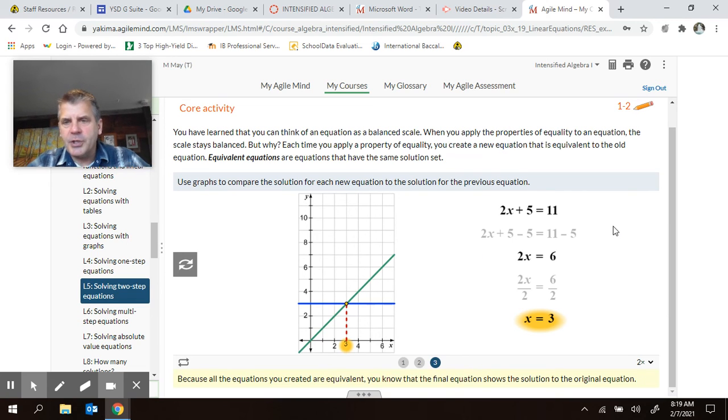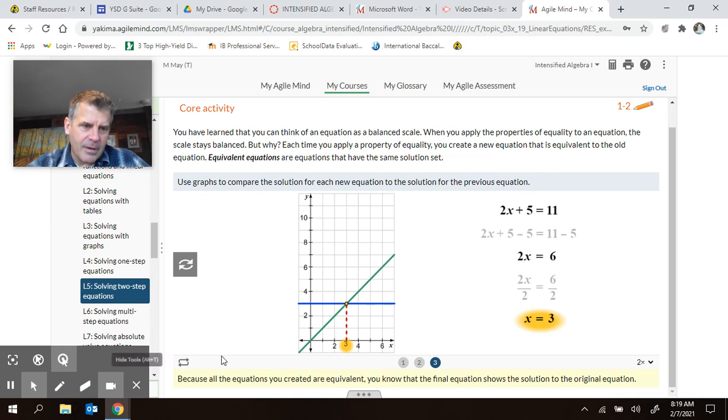Okay, I encourage you to jump into the textbook now and take a look at these 2 problems, 1 and 2, based on this animation. All right, I will see you guys in the next video.